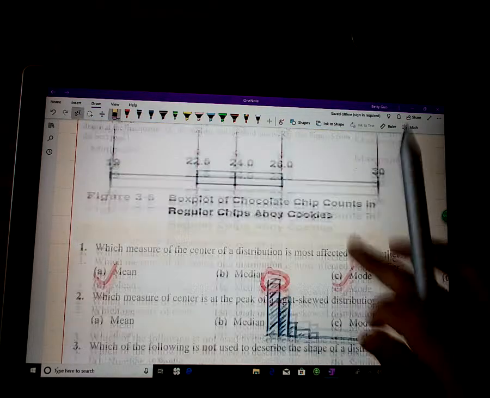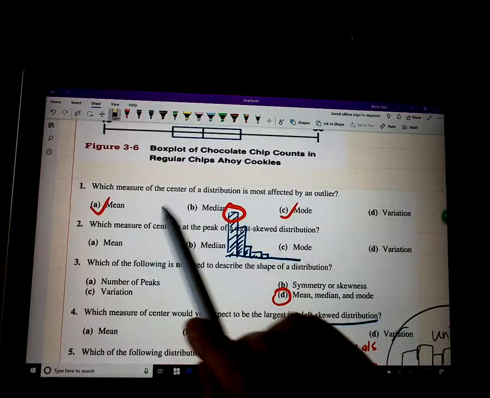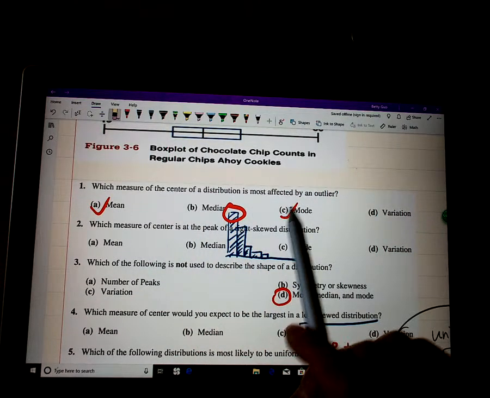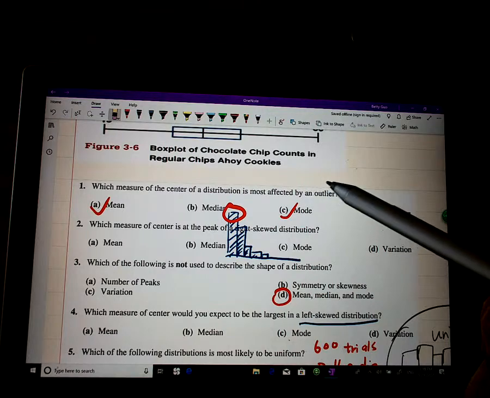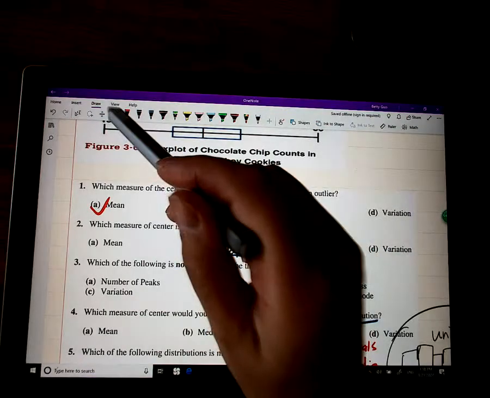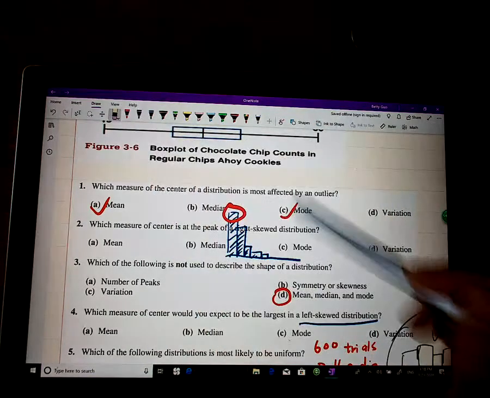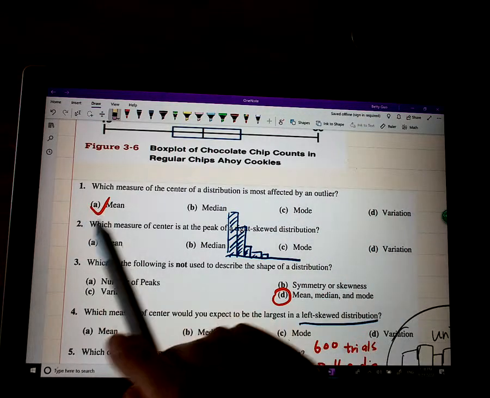All right, let's go over our package. Number 1, which measure of the center of a distribution is most affected by an outlier? Yeah, which measure of the center is most affected by an outlier? Mean, right? Remember? Mean is very sensitive to outliers. So number 1, the answer is A.